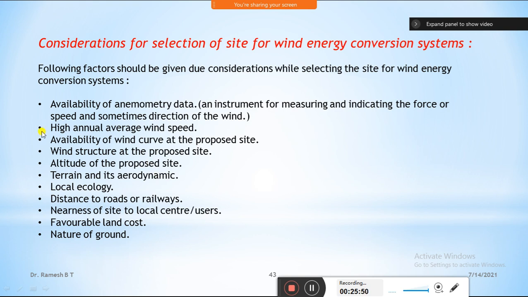And the next consideration is availability of the wind curve at the proposed site. Means the availability of the wind curve. That is most important, the change of the wind direction.